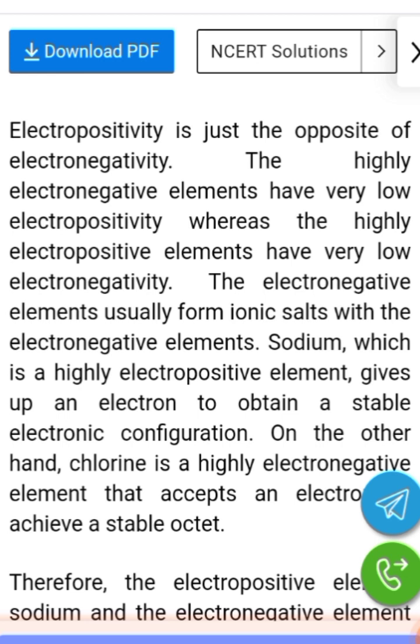Then when we move from top to bottom, electropositivity will increase. From bottom to top, it will decrease. That's why fluorine is the least electropositive element in the periodic table. I repeat, when we move from left to right, electropositivity will decrease. When we move from top to bottom, electropositivity will increase. So please ensure you know these periodic trends. They are very, very important.